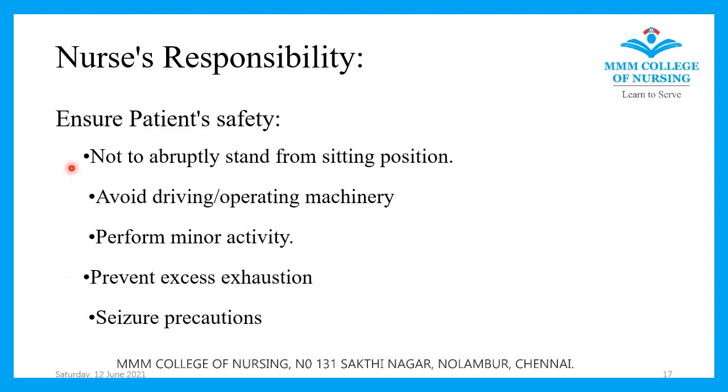How do you ensure patient safety? Not to abruptly stand from a sitting position. Orthostatic hypotension can be prevented if you teach the patient that if he is lying down, before he gets up, he has to sit for a while and then get up. Avoid driving, operating machinery, and prevent excess exhaustion, because the patient would be drowsy. So when he is dizzy, drowsy, if he drives or operates machinery, that might lead to injuries.